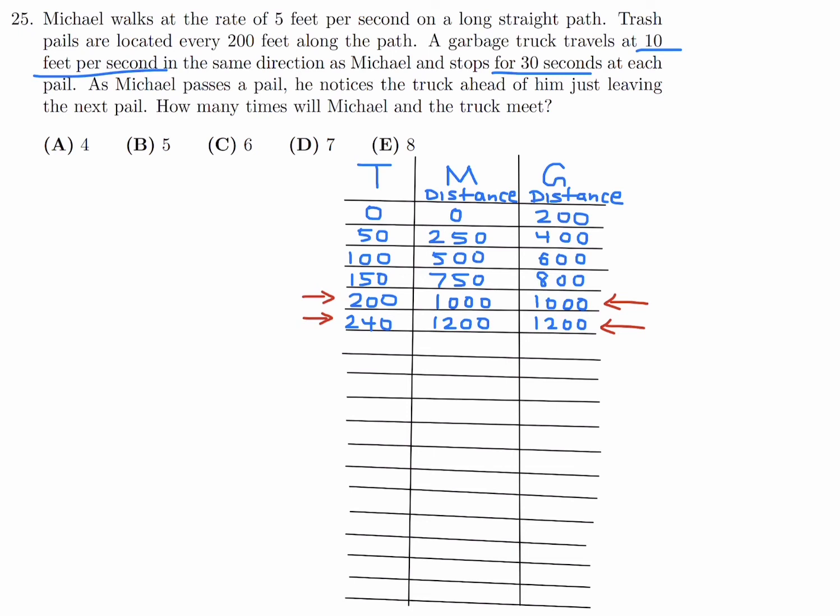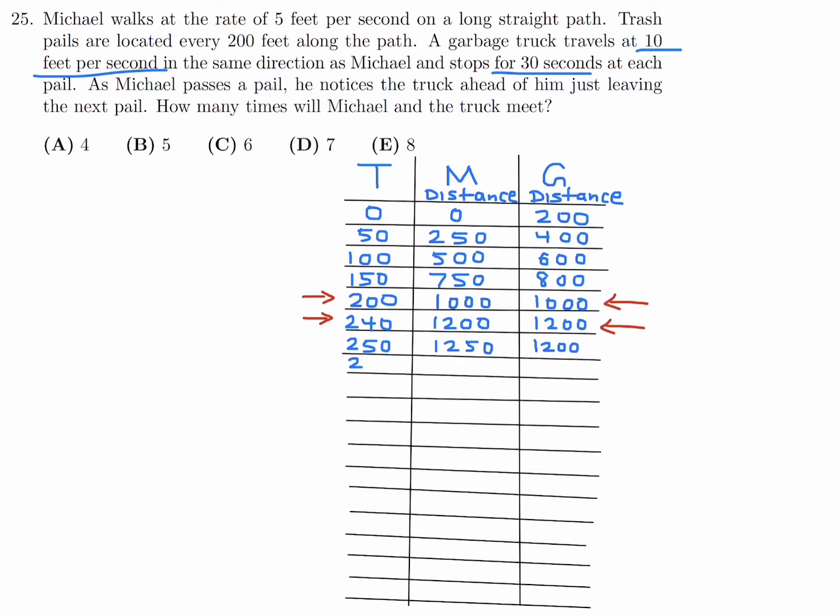So as you can see, we have to now look at slightly different intervals. We can't go every 50. And that's what makes this question challenging. Now let's just say 250, which is our standard interval. What happens? Well, Michael's at 1,250 now. The garbage truck is still at 1,200. Why? Because remember, it stops for 30 seconds. Okay? So far, so good.